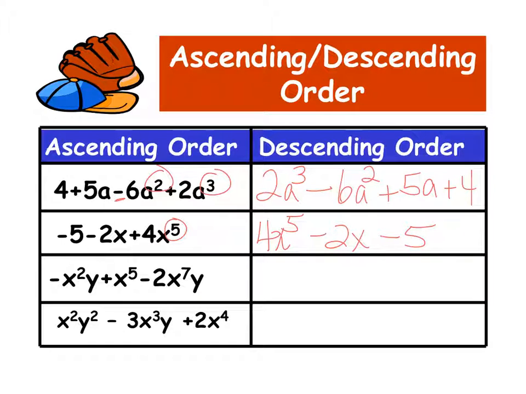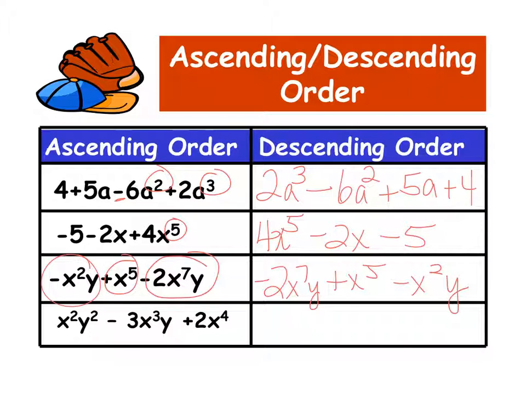Alrighty, this one, I'm actually going to start with the largest term, degree 6, so it is 2x to the 7th y. That is degree 8, sorry. And then degree 5, and then finally degree 3. This is descending order, largest degree to smallest degree.